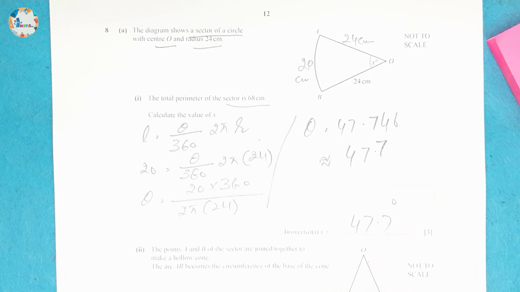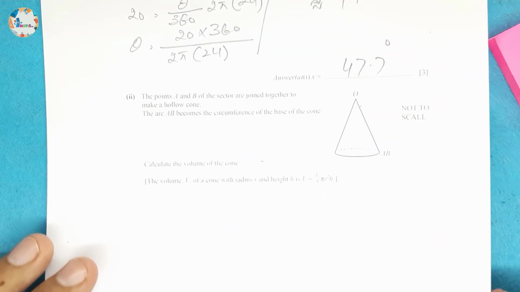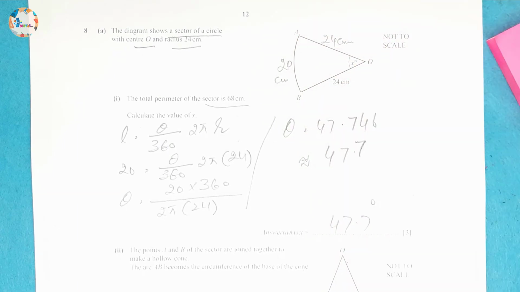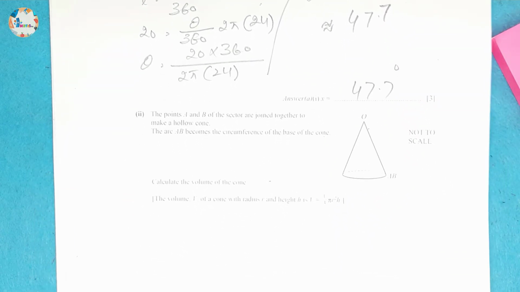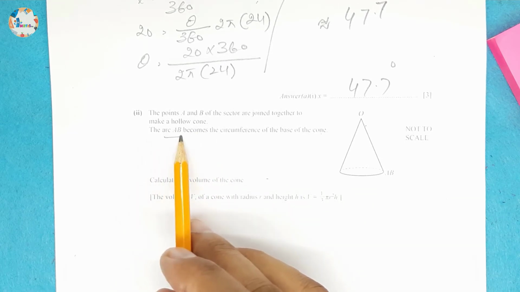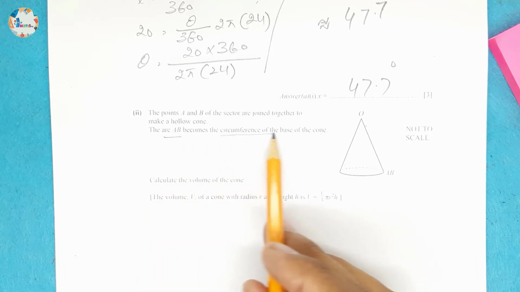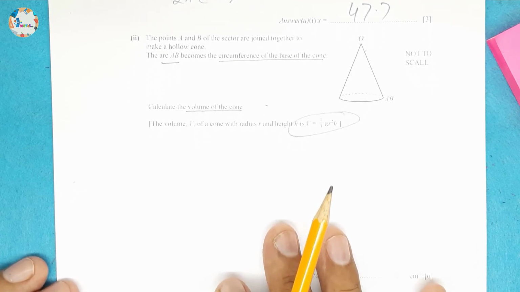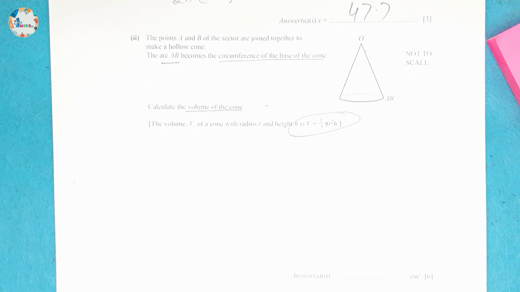Now part B. The points A and B of the sector are joined. So this is point A and this is B, and they are joined to make a hollow cone. The arc AB becomes the circumference of the base of the cone. We have to calculate the volume of the cone. The volume formula they have provided: the volume V of a cone with radius r and height h is V equals 1 by 3 pi r squared h.